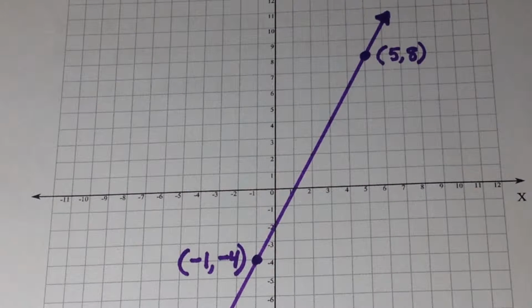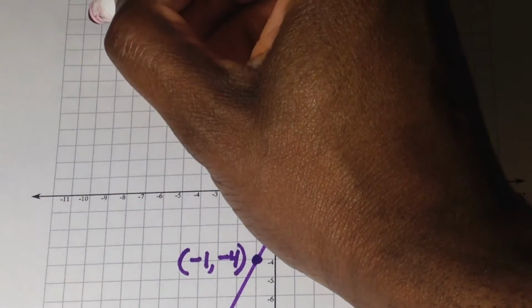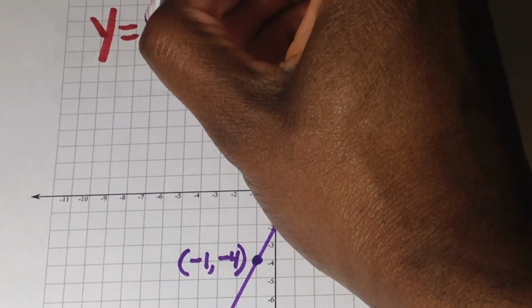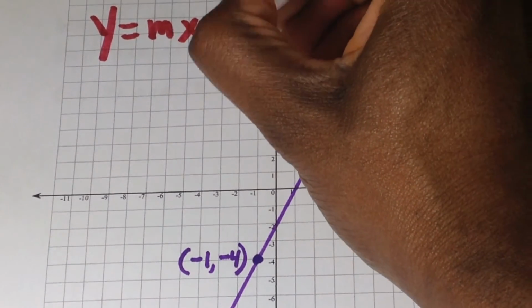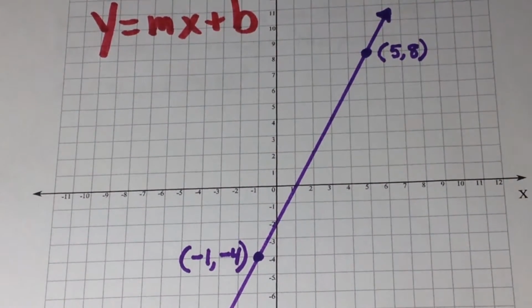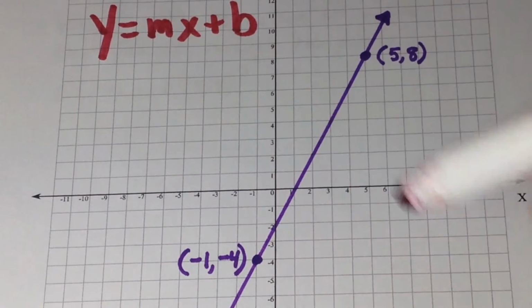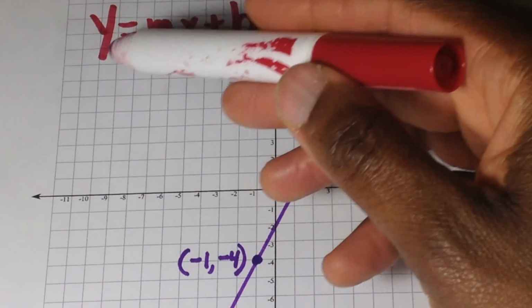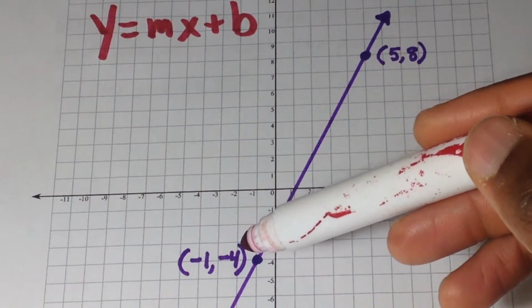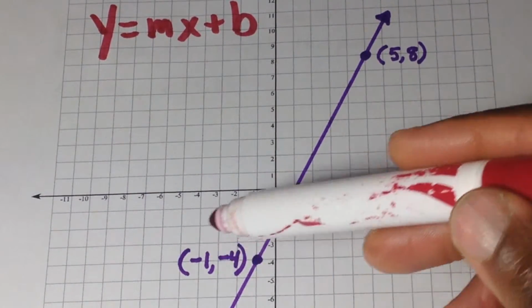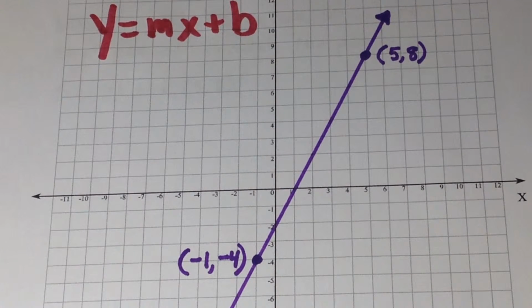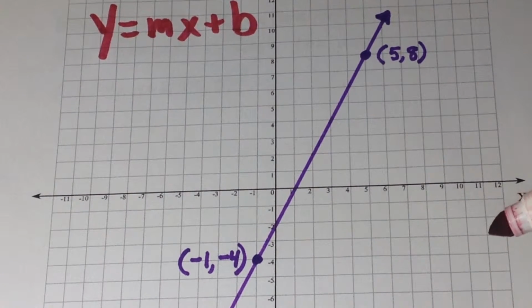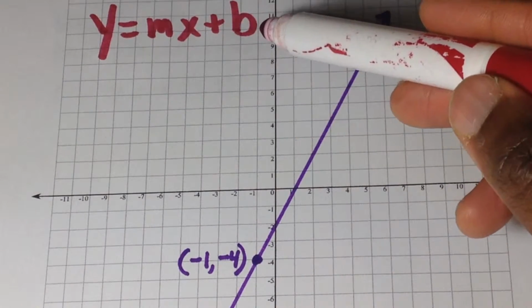So what we got to realize is the general equation for lines is y is equal to mx plus b. Now m represents the slope, b represents the y-intercept, and y and x are the y and the x of the coordinate, or x and y. So let's first find the slope. We have to find two things, the slope and the y-intercept.